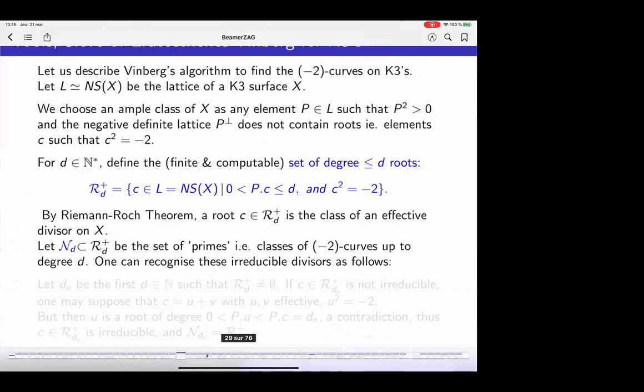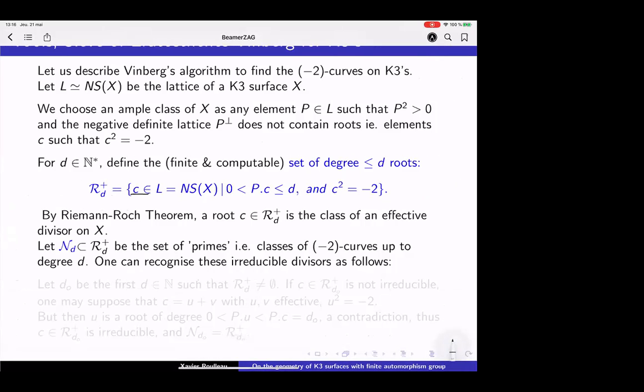For any integer d, you can define the set of roots of degree less or equal than d. It is the set of classes in the lattice which have that degree, where the degree is P intersected with C. P intersected with C is less than or equal to d and bigger than 0, and you want the classes which have square equal to -2.